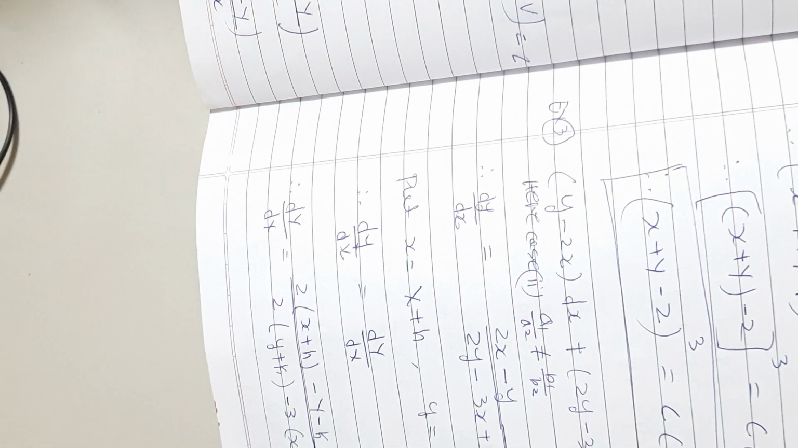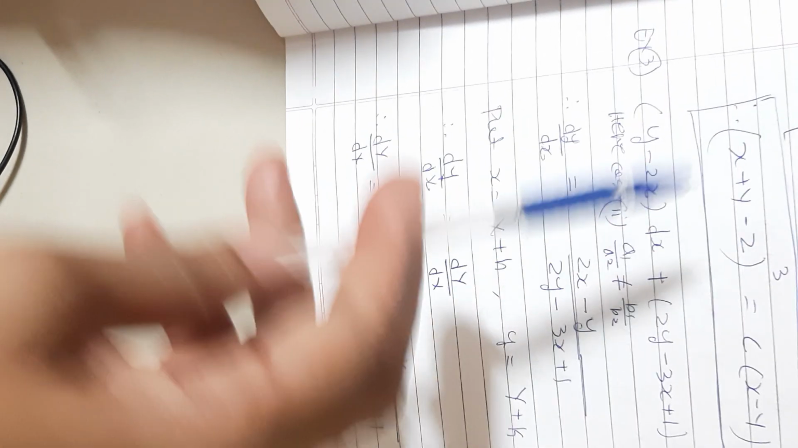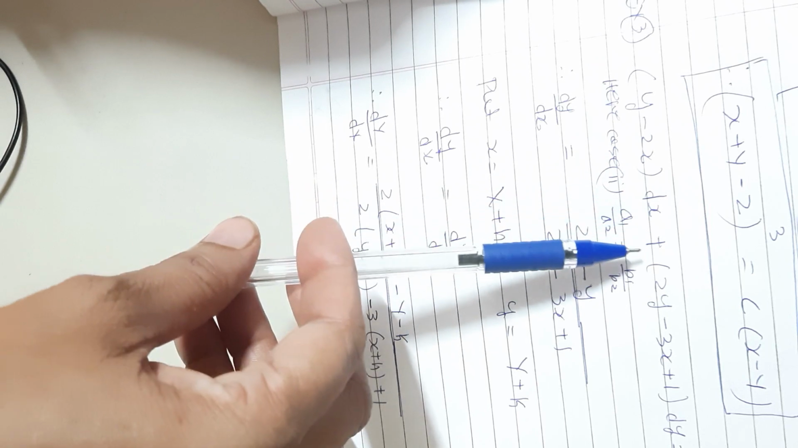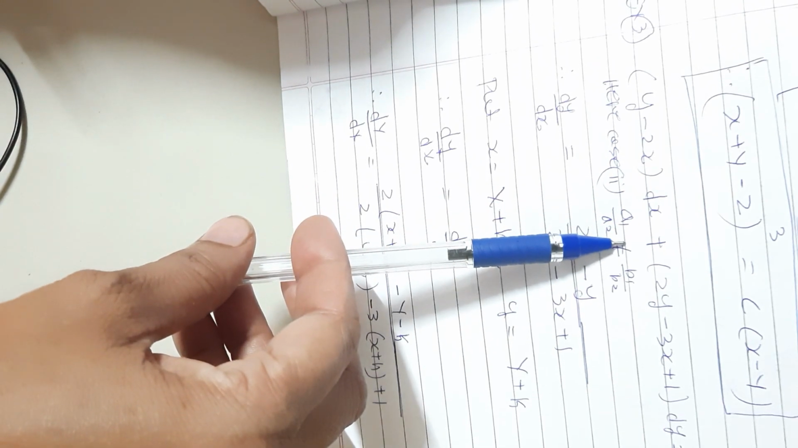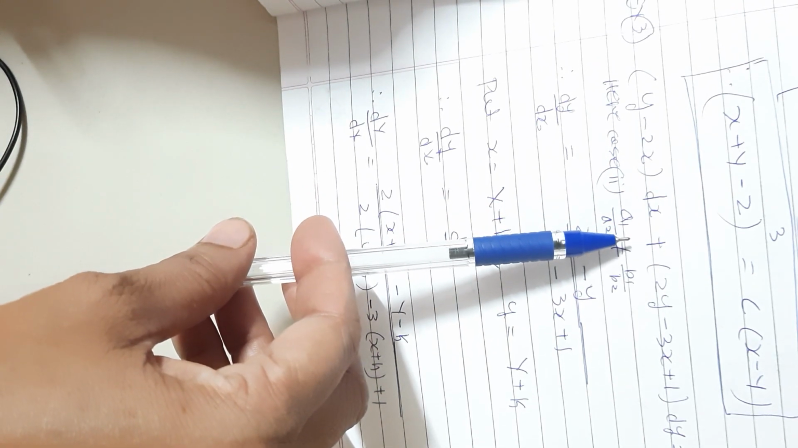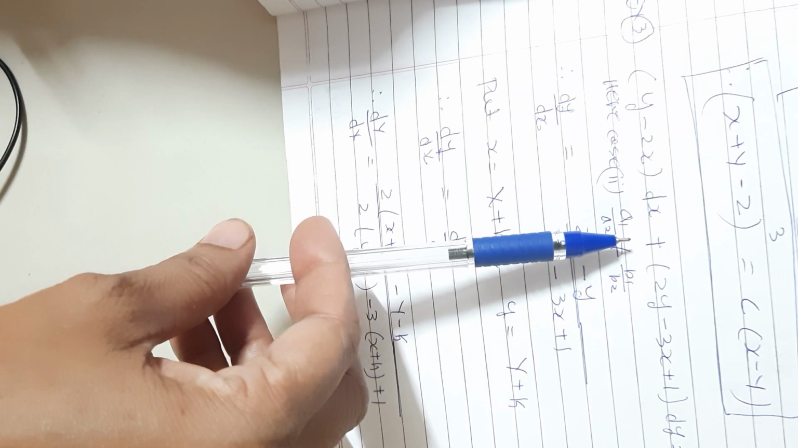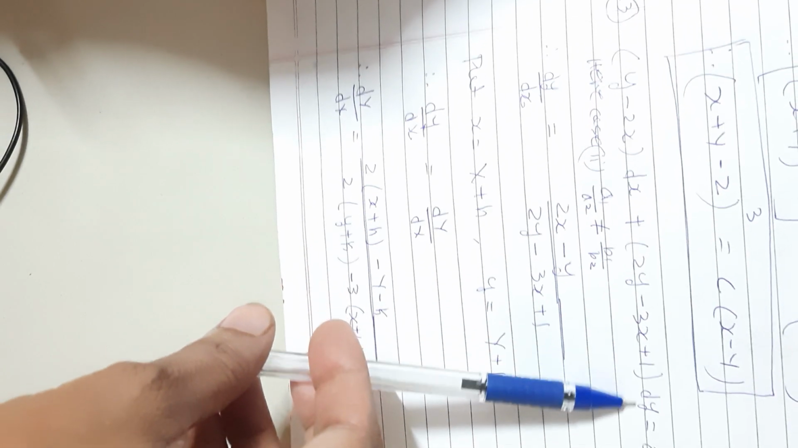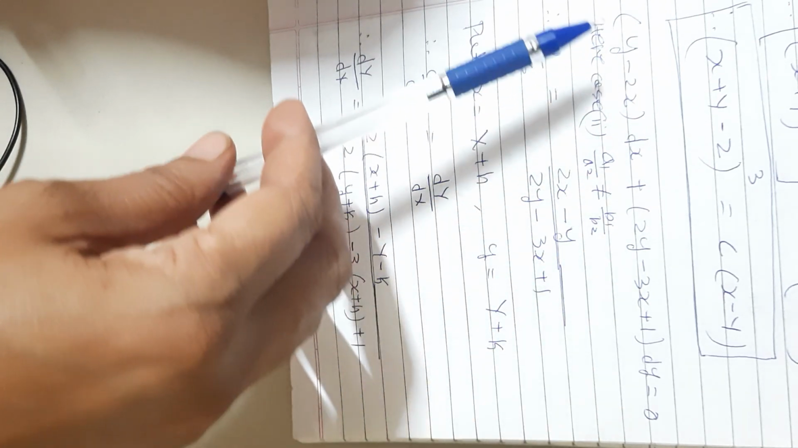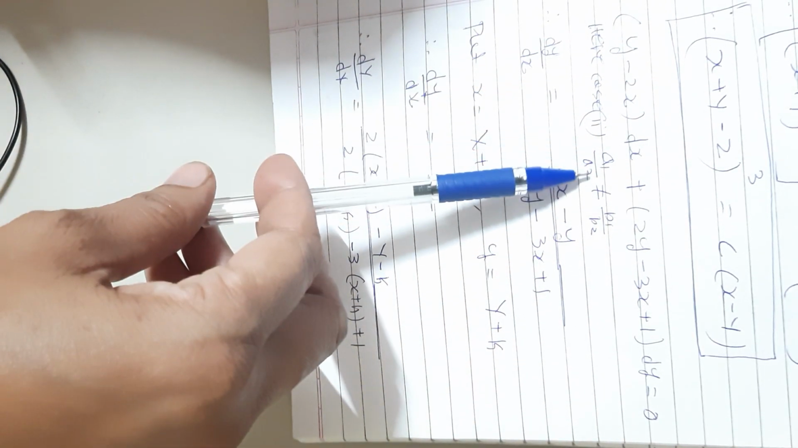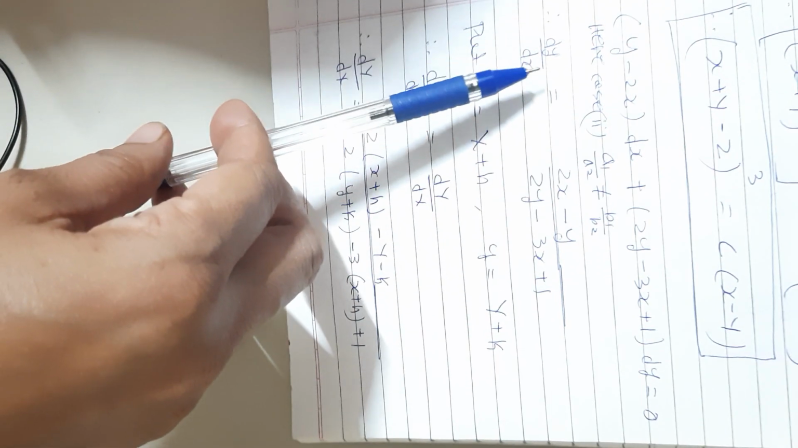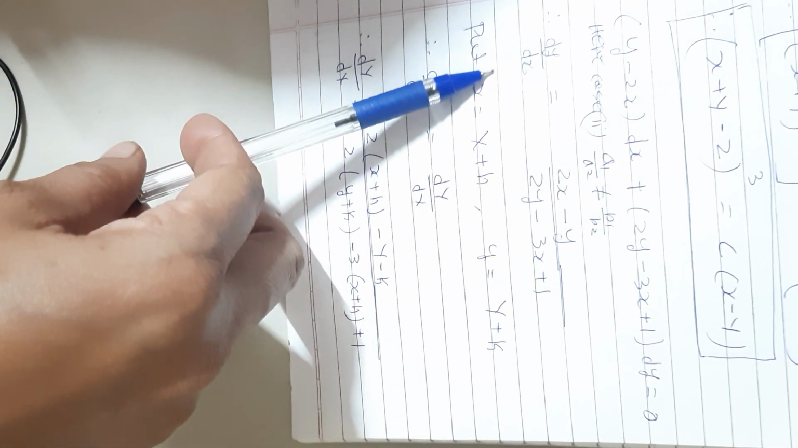Now let us solve some examples of this type. Now come to example number 3, that is (y minus 2x) dx plus (2y minus 3x plus 1) dy is equal to 0. Here is case 2, that is a1 upon a2 is not equal to b1 upon b2. First, write down the equation in dy by dx form.